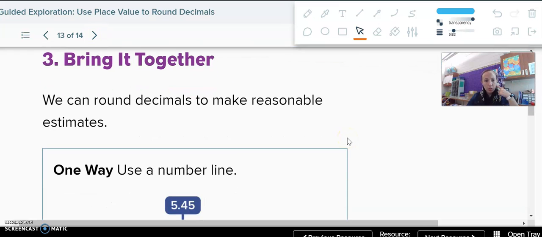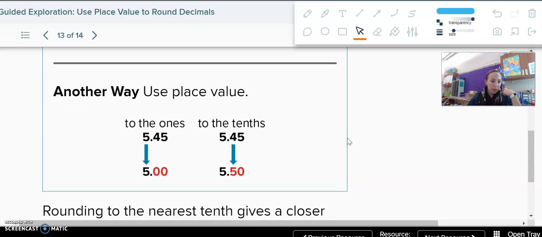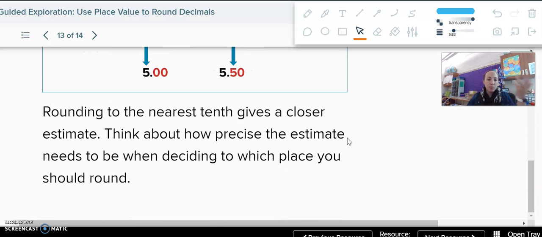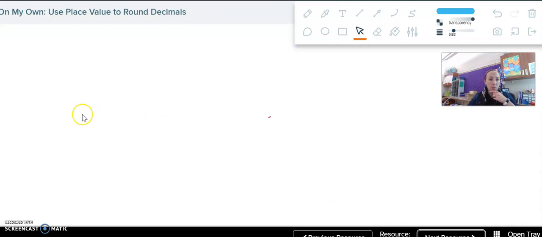Okay, we can round decimals to make reasonable estimates on the number line. This is just a review. Use place value. Again, look at the number, do our process. How precise the estimate needs to be affects what we round it to. Or if the problem tells us, then that's how we decide what to round it to as well. So let's do some practice problems.